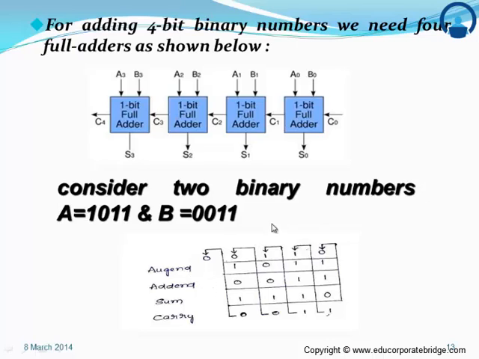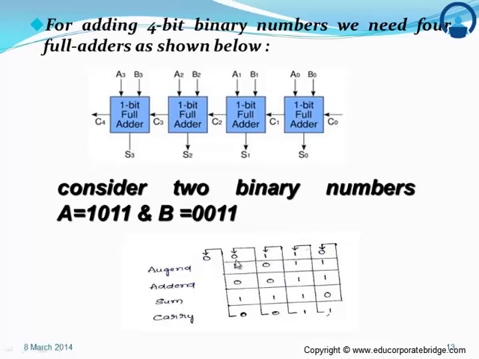Augend, let us say what augend is. Augend is A, addend is B, that is A is augend and B is addend, which means B is added to A. The number which is to be added to the number is called addend, and the number which has a number to be added to is called augend. In this case, A is the augend, B is the addend, S0 gives sum, C gives carry.